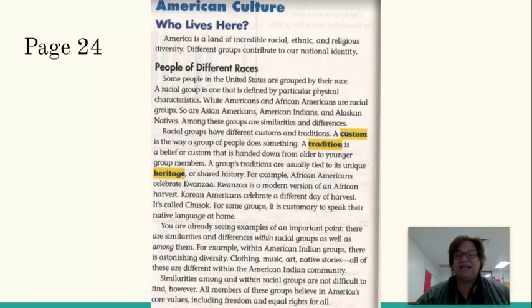You are already seeing examples of an important point. There are similarities and differences within racial groups, as well as among them. For example, within American Indian groups, there is astonishing diversity. Clothing, music, art, native stories, all of these are different within the American Indian community. Similarities among and within racial groups are not difficult to find, however. All members of these groups believe in America's core values, including freedom and equal rights for all.